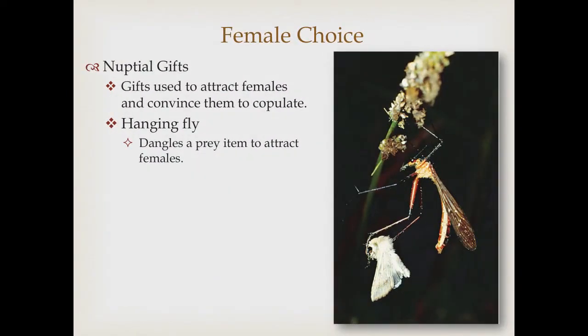Well, let's move on now to female choice, intersexual selection. One of the ways that males can convince a female to mate with them is using nuptial gifts. These are food gifts used to attract females and convince them to copulate. So this is a photograph of a hanging fly which goes out and gets a prey item that then they dangle in front of flying females to try to entice them to come eat the nuptial gift, and while they're eating that nuptial gift, the males mate with them. And males that are successful at capturing large prey items mate longer with the females than males that have smaller prey items.